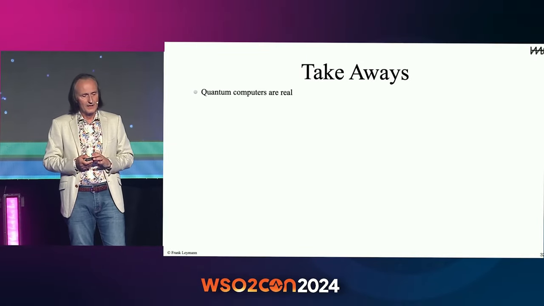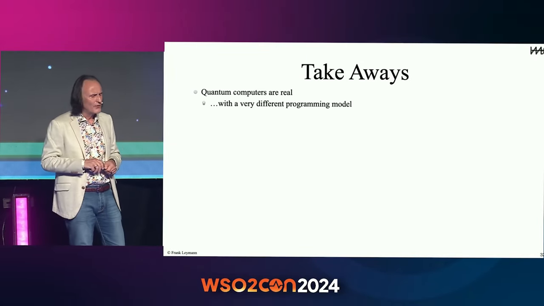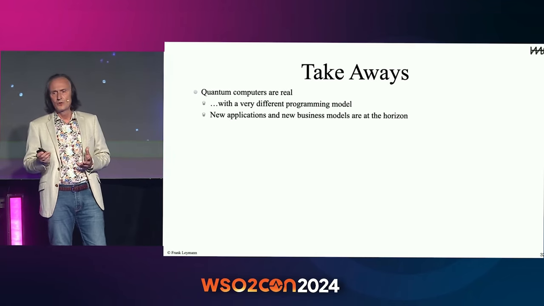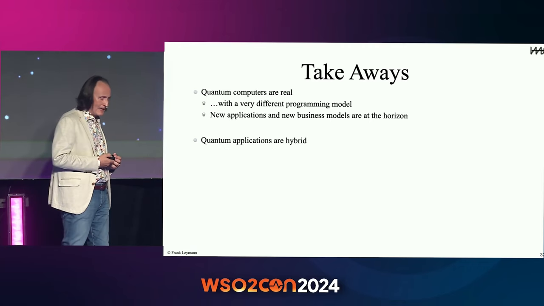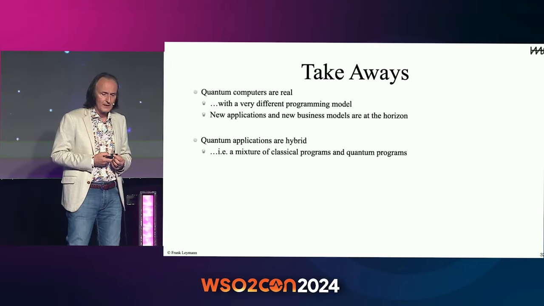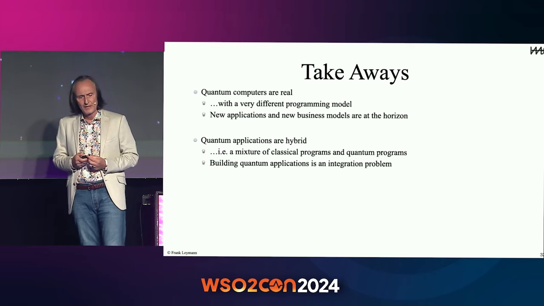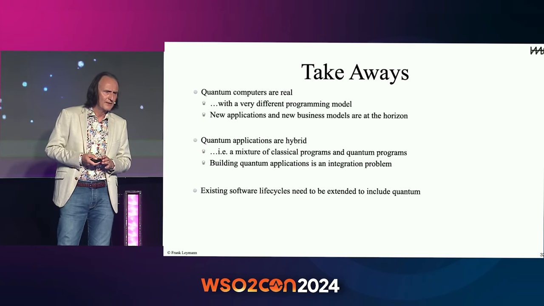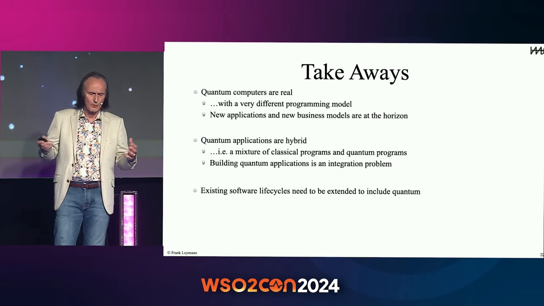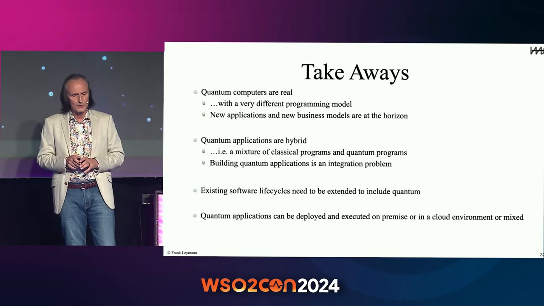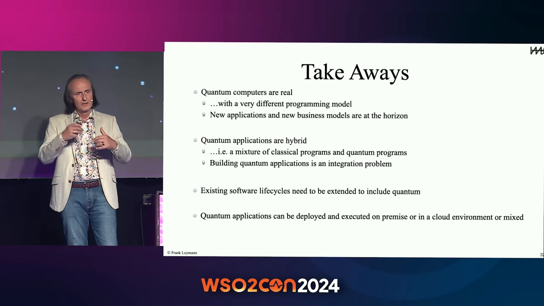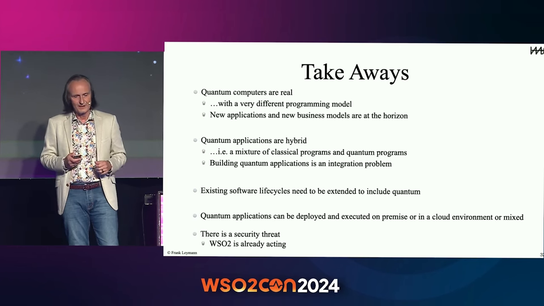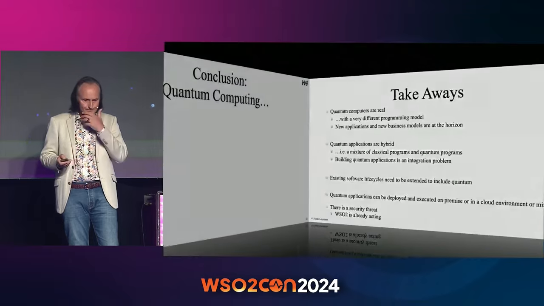The main takeaways are: quantum computers are real, with a very, very different programming model. New applications are on the horizon that allow new business models. Quantum applications are always hybrid, a mixture of classical and quantum programs. Building a quantum application is an integration problem. The existing software lifecycle needs to be extended and modified. That's what's going on in the software engineering community. Quantum applications, of course, can be deployed on-premise, in the cloud, or any mixture, and there is a security threat, so I hammer that into your head. And WSO2 is already active.